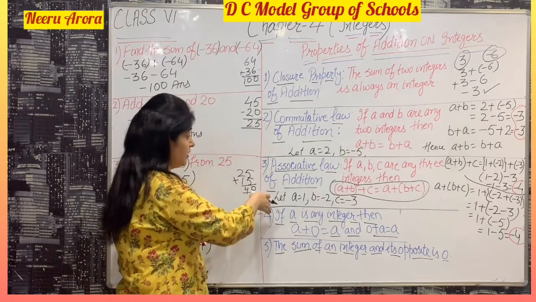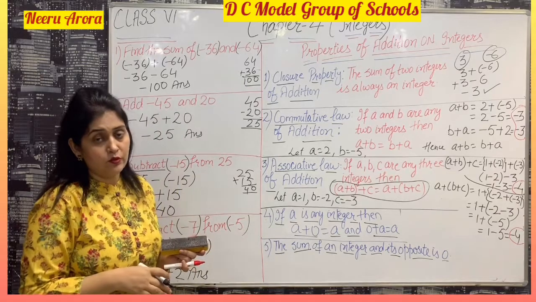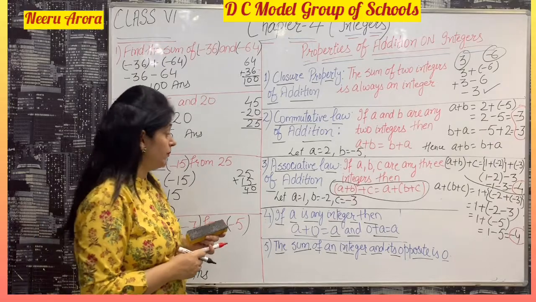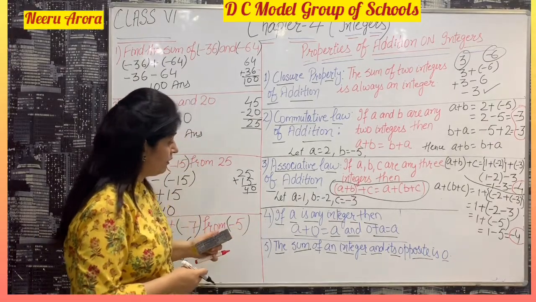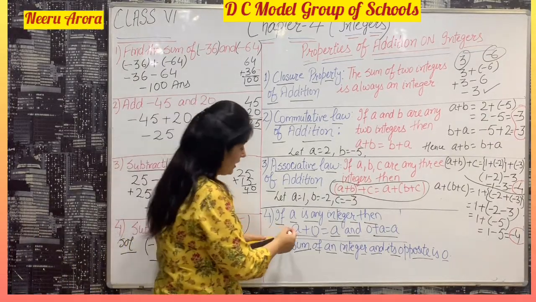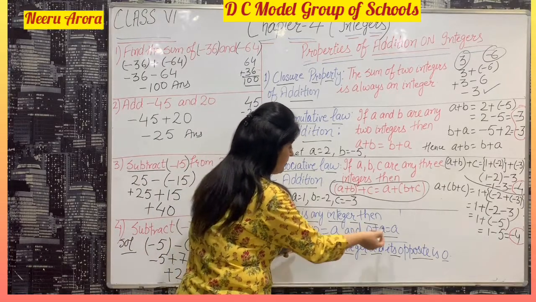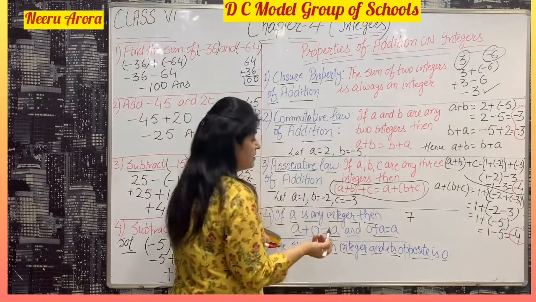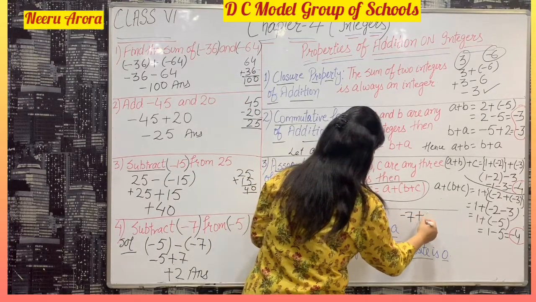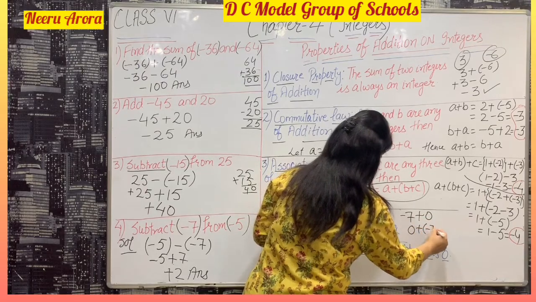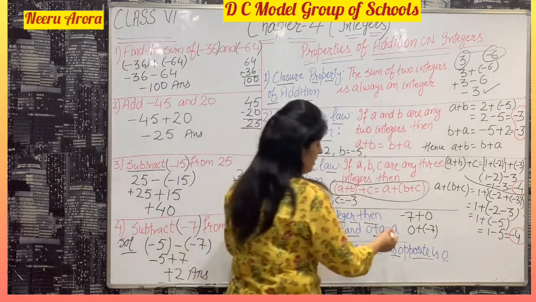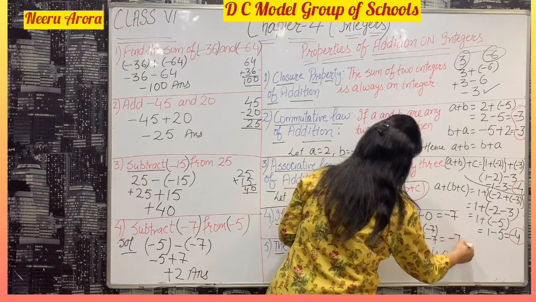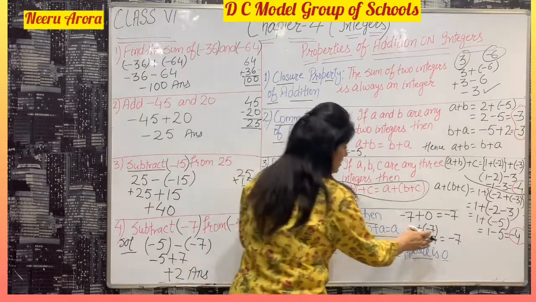So these three properties we have done in whole numbers also. It was the same: closure property, commutative law and associative law. Now look at the fourth property. If a is any integer, then a plus 0 is equal to a, or 0 plus a is a. Suppose a is any integer. We have taken any integer, say minus 7. So minus 7 plus 0, or 0 plus minus 7. What comes? Minus 7 plus 0 is minus 7, and 0 plus minus 7 is also minus 7.